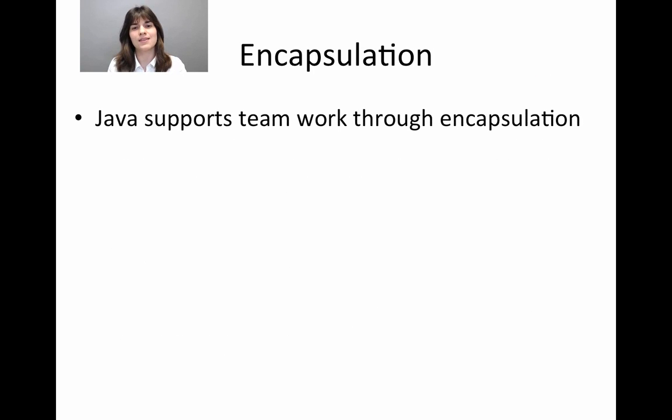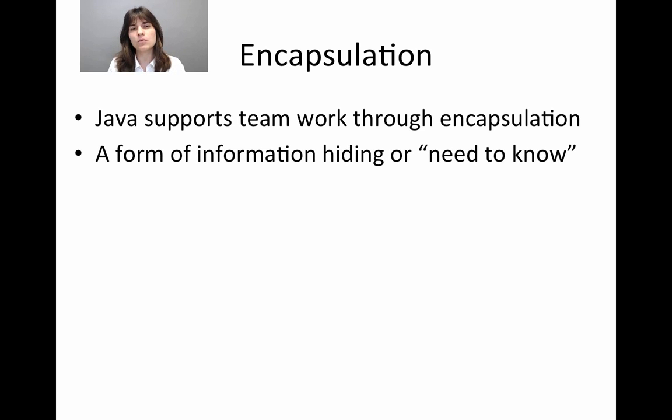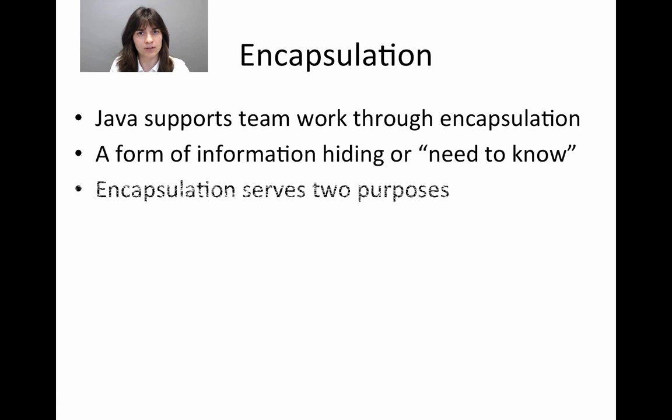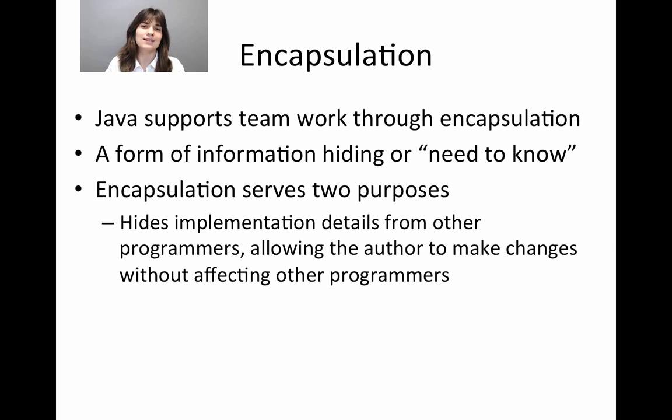Java supports teamwork by the concept of encapsulation. It is a form of information hiding. The programmers that are not writing a particular class only know the information that they really need to know about that particular class. And encapsulation serves two purposes. On one side, it hides the implementation details from other programmers, so that if the programmer that is writing a class makes changes in the implementation of the class, the other programmers don't have to be affected. They don't have to know about them.